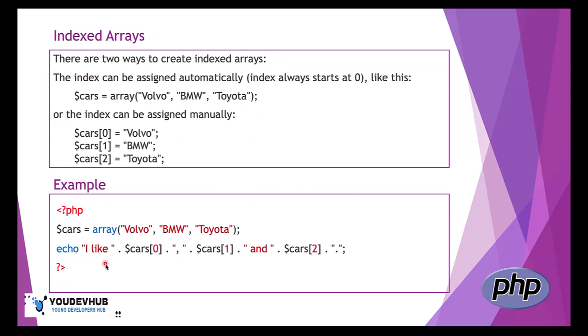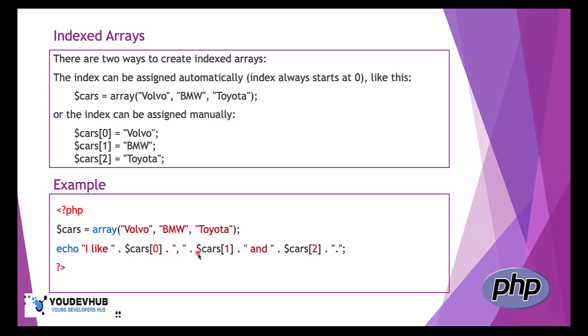Now, coming to the indexed array, there are 2 ways to create an indexed array. The index can be assigned automatically, and an index always starts at 0. Like this, we have cars with an array of Volvo, BMW, and then Toyota, or we can write it to be assigned manually, like saying cars 0, cars 1, and cars 2 is this. So for example, we have an array with Volvo, BMW. We say I like the array. We've talked about echoing the array, so I may not be going much into it since we've already seen it in the previous video.